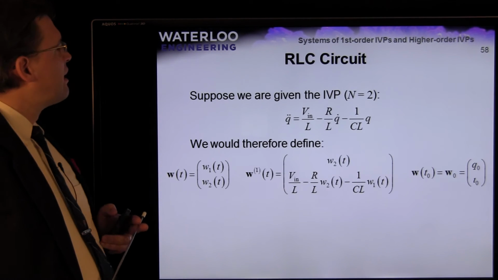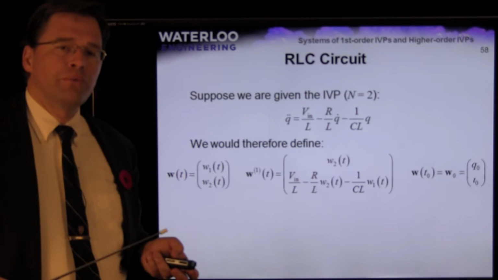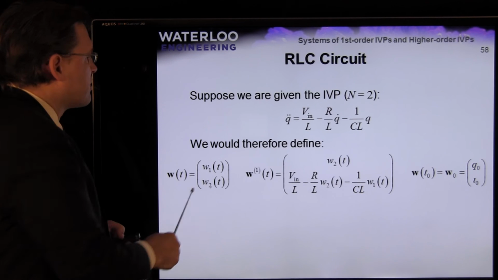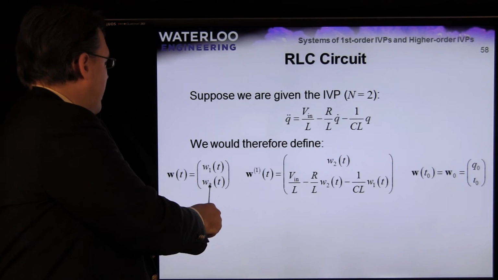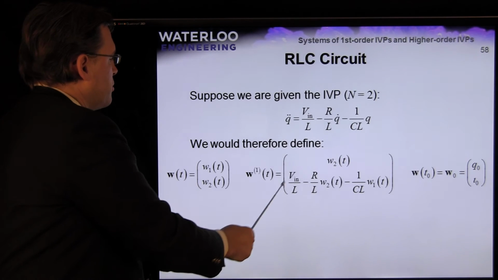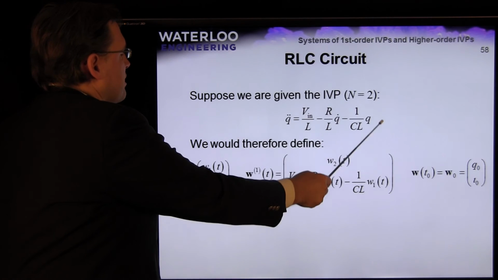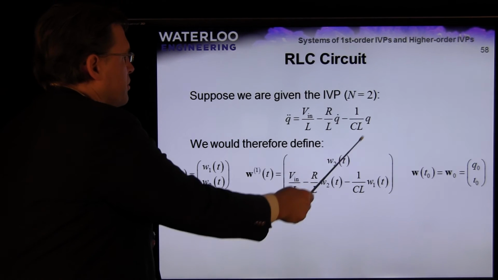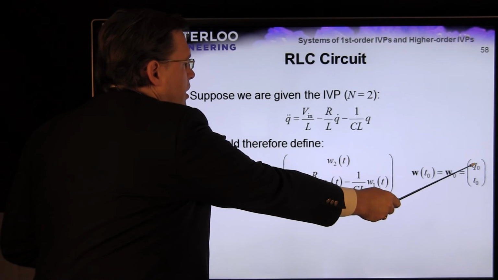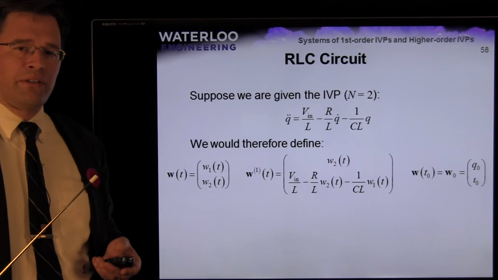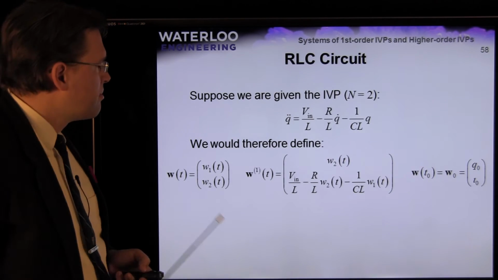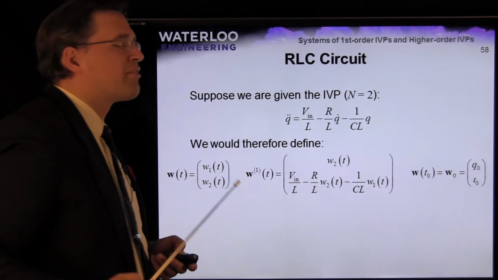Now, this is an initial value problem where n is equal to 2. So we can again rewrite this. W is just a function of two values, Q and its derivative, the current. The derivative of W1 is W2, the derivative of W2 is the right-hand side here. Q prime is W2, Q is W1. The initial values are the initial charge and the initial current. Because the time derivative is a dot, I'm specifically leaving the dot off of the initial current.